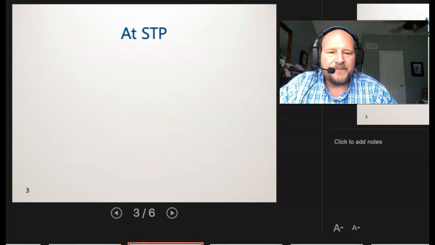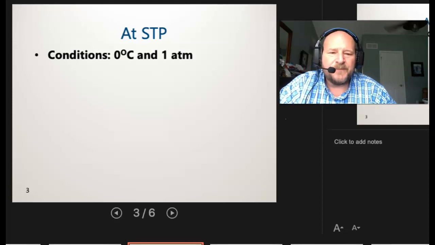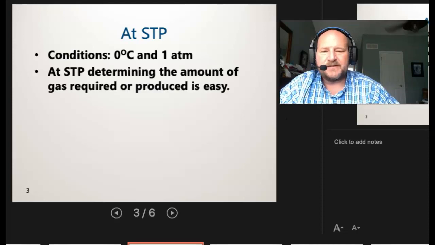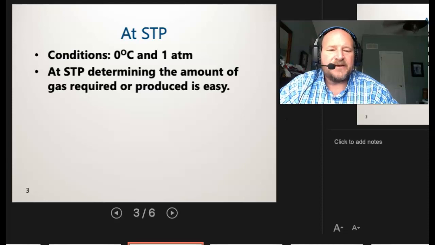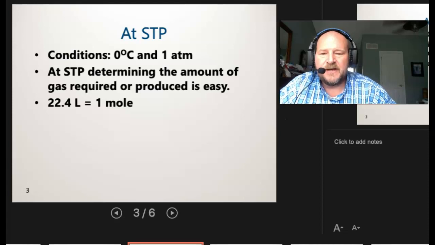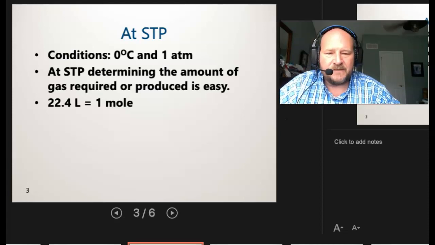Chapter 5. Now, when you're at STP, standard temperature and pressure, your conditions automatically have to be 0 degrees C and 1 atmosphere, which means when we're at STP, there's a direct correlation between volume and moles, and that's going to be 22.4 liters is equal to 1 mole. So that'd be our conversion.